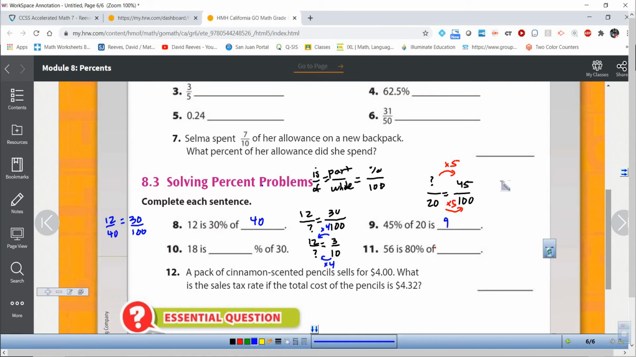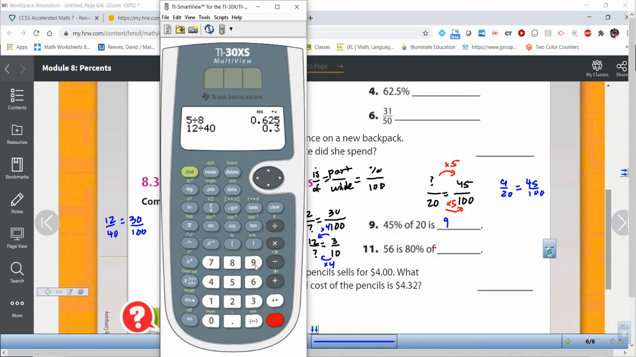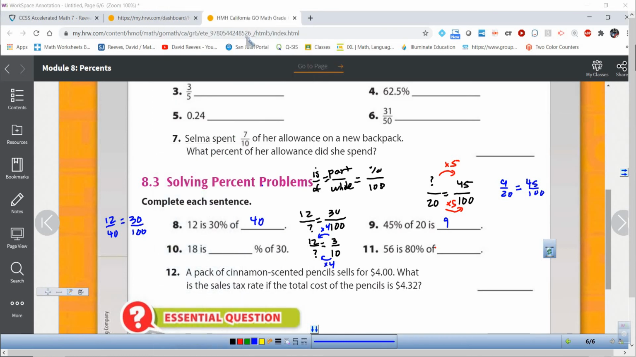So what are we saying? We're saying that 9 over 20 is equivalent to 45 over 100. 45% is 45 out of 100. How many would you need out of 20 to have that same percentage? And again, if I go to my calculator, if I go 9 divided by 20, I can see that I get that same result of 0.45, which is 45 hundredths or 45%.